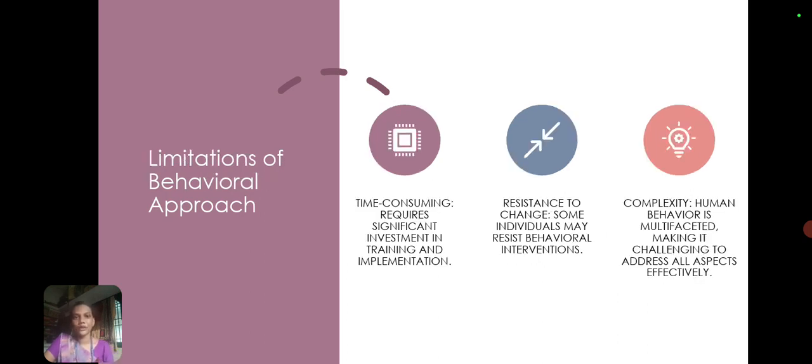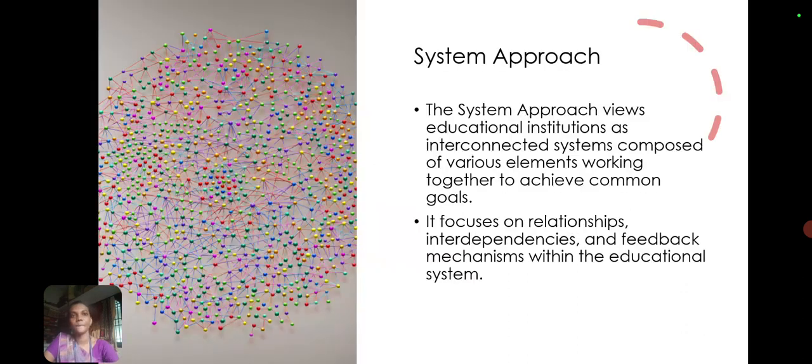Next, limitations. It may be time consuming, in the sense that we have to look into each and every child's own needs. It can also require significant investment in training. Then resistance to change: some students' behavior may not change because of their background, or something that can really affect them, so they are resistant to change in their situation. And complexity: human behavior is very multifaceted, so it may not be easy to adapt to each and every need of the learners.